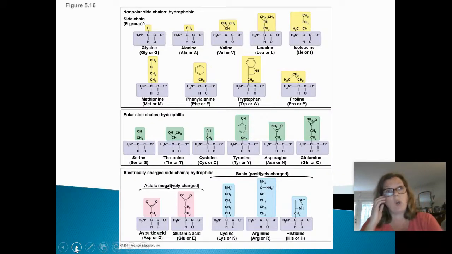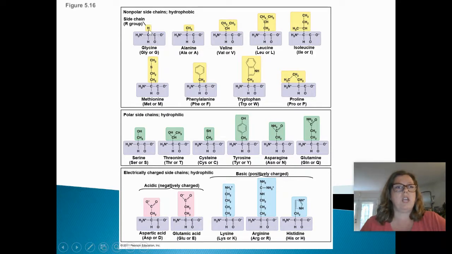All right, so here are the amino acids. This is the set of 20. And this is a nice chart because it separates them for you: the nonpolar side chains, the polar side chains, and then the electrically charged side chains. Notice the part in purple is the same. So here's the amino group on one side. That amino group is bonded to a central carbon that's attached to a hydrogen, and then you've got the carboxyl group on the end. Okay, so that's the basic structure of the amino acid.